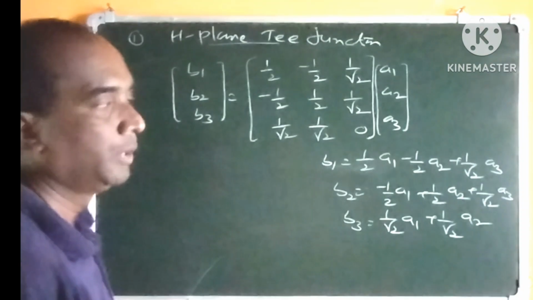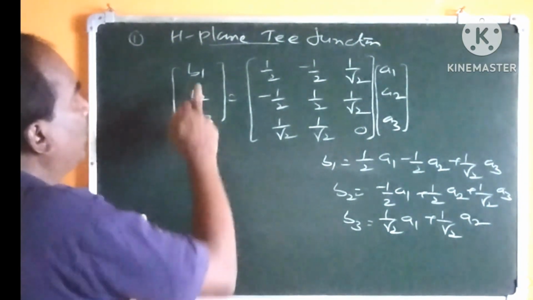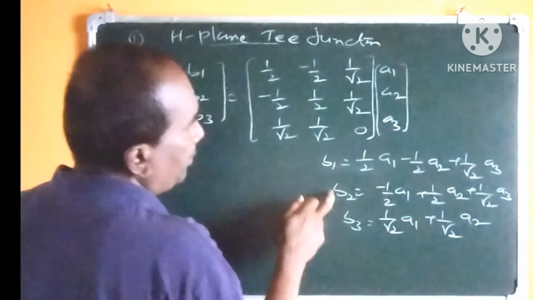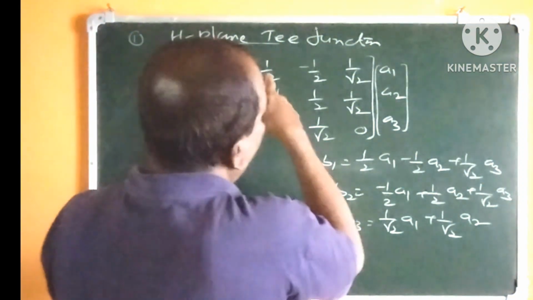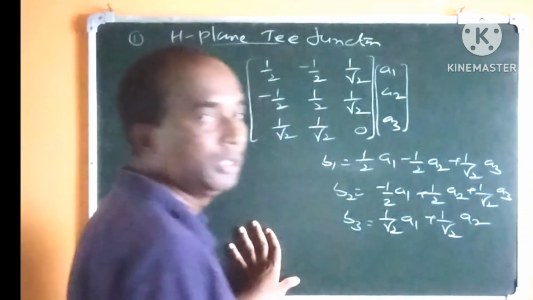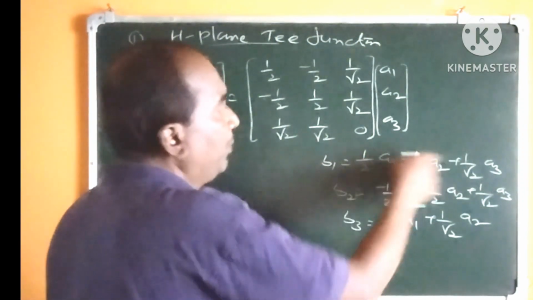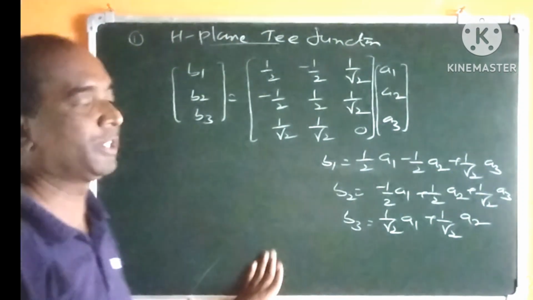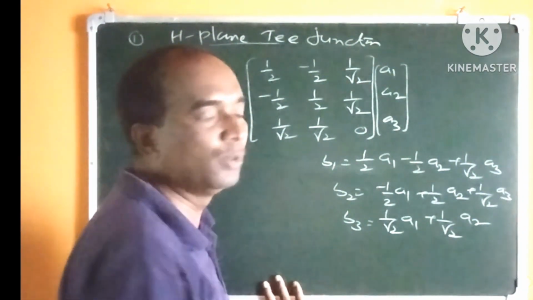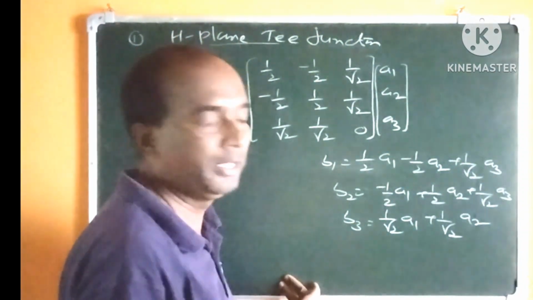Now B equal to S into A. Therefore B1, B2, B3 equal to S into A1, A2, A3. Now B1 equal to 1 by 2 A1 minus 1 by 2 A2 plus 1 by root 2 into A3, and similarly B2, B3. These are the interrelations between the outputs and the inputs with scattering coefficients. Now by giving different inputs at different ports, we can explain the H plane T junction.